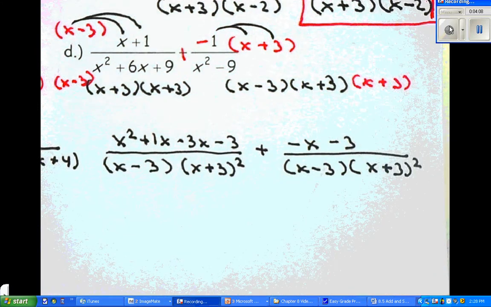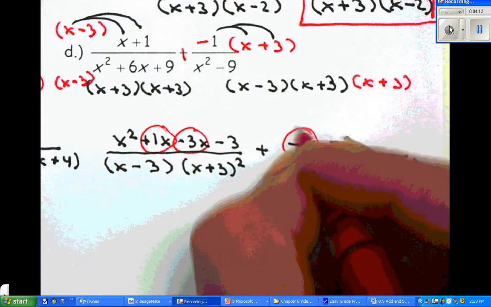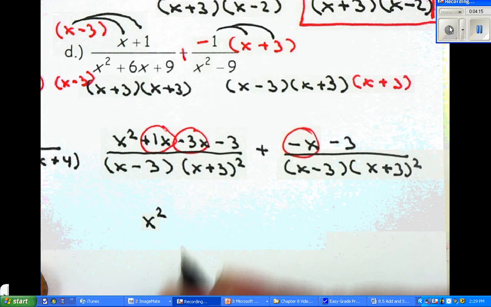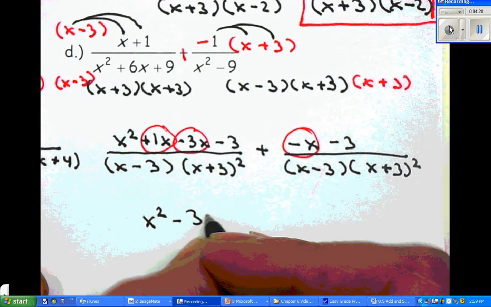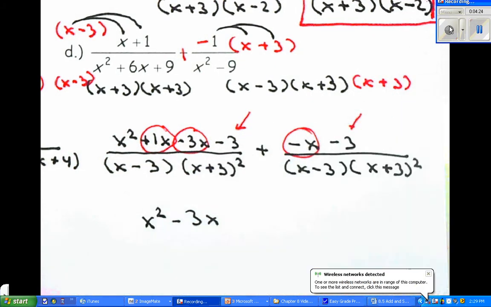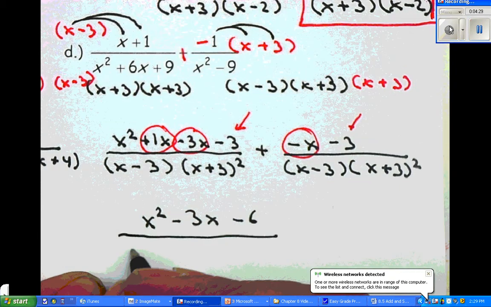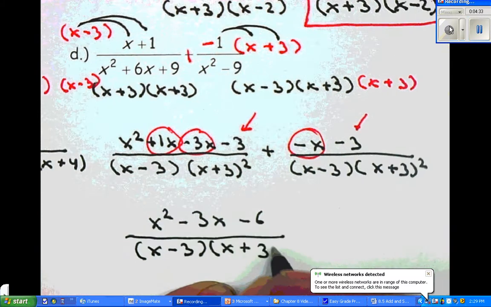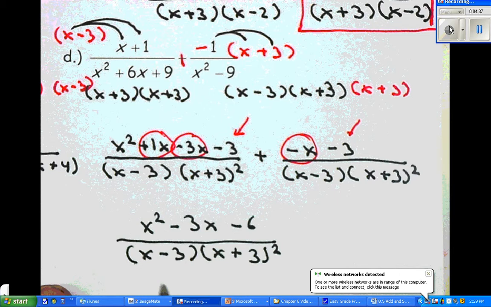Now that the denominators are the same, I can combine like terms. I'm going to combine all of these x's. So I have x squared. That gives me negative 2, that gives me negative 3x. Combine both numbers, that'll give me a negative 6. Denominator, I have x minus 3, x plus 3 squared. Now I can try factoring this out, but in this case, it's not possible.